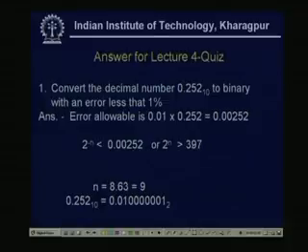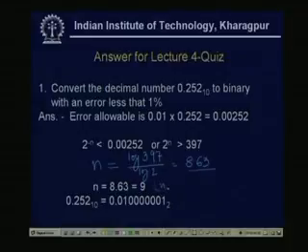that can be written as 2 to the power n greater than 397. So, from this expression we can get the n if I take the log on both sides, then it will be log of 397 divided by log 2, and this value is equal to 8.63. Now, as n is the number of bits, this should be some integer value, and that is why we are taking the nearest integer, 9.